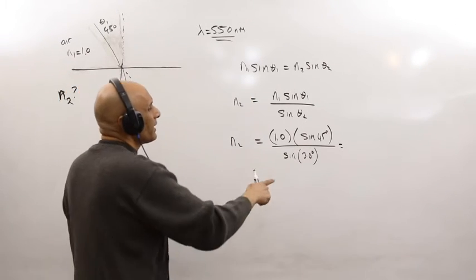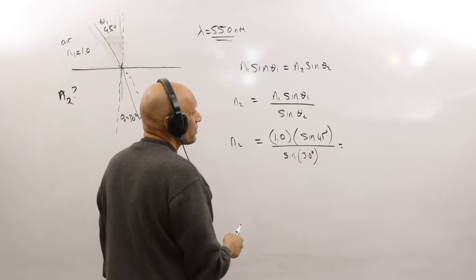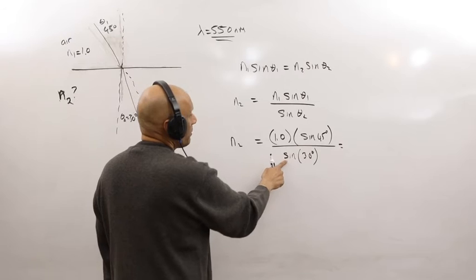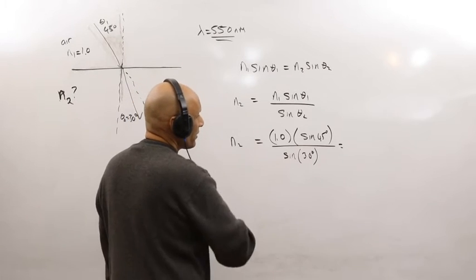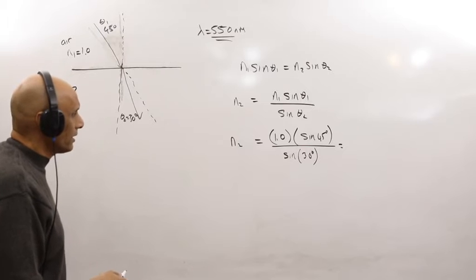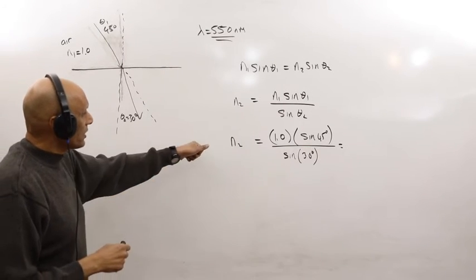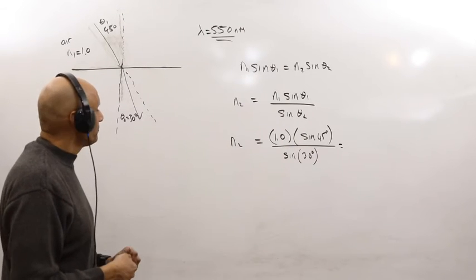So remember, I chose sine of 45 because I hope some of you might recognize that sine of 45 is 1 over square root 2, but you can also plug it into a calculator. Sine of 30 is a half, and so you should be able to get a quick answer. Anyway, I won't go through it, but this is the index of refraction of material N2.